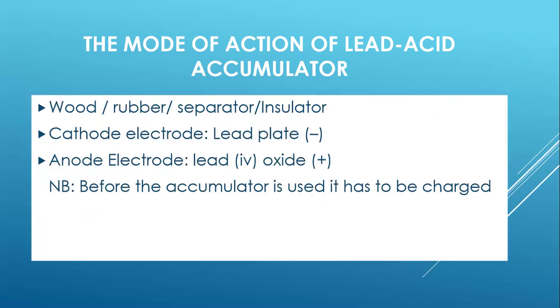Now also there is a wood, rubber separator or insulator in this lead acid accumulator, and the cathode electrode is the lead plate, and the anode electrode is the lead oxide. Now, we have to note that before the accumulator is used, it has to be charged.